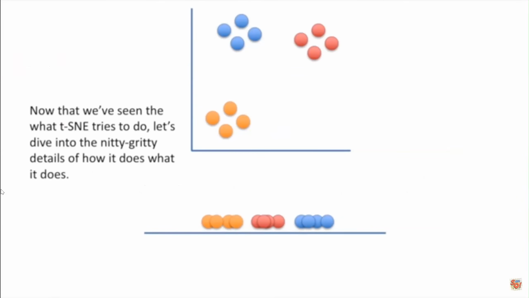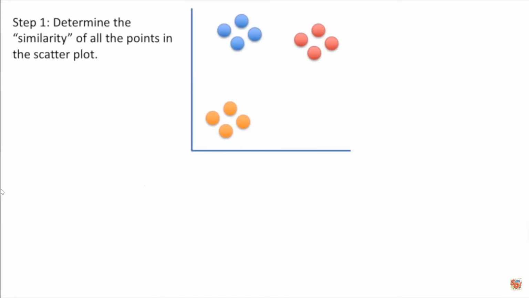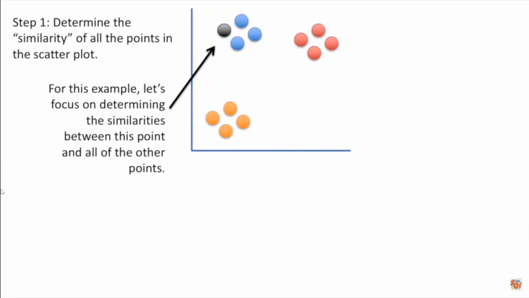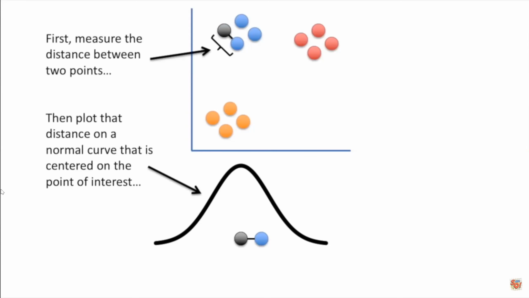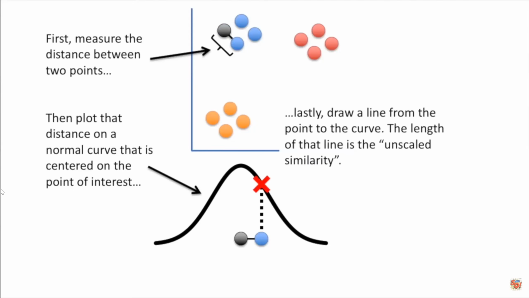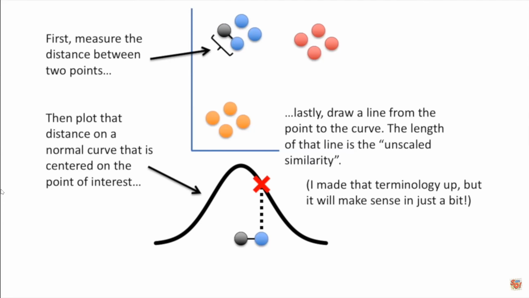Now that we've seen what t-SNE tries to do, let's dive into the nitty-gritty details of how it does what it does. Step 1. Determine the similarity of all the points in the scatter plot. For this example, let's focus on determining the similarities between this point and all of the other points. First, measure the distance between 2 points. Then plot that distance on a normal curve that is centered on the point of interest. Lastly, draw a line from the point to the curve. The length of that line is the unscaled similarity. I made that terminology up, but it'll make sense in just a bit, so hold on.